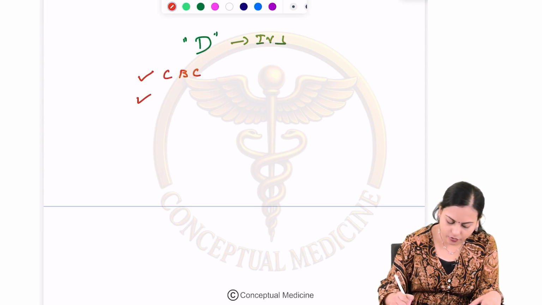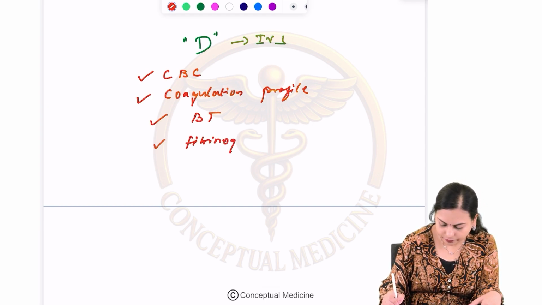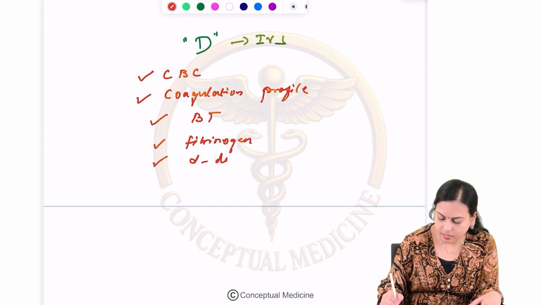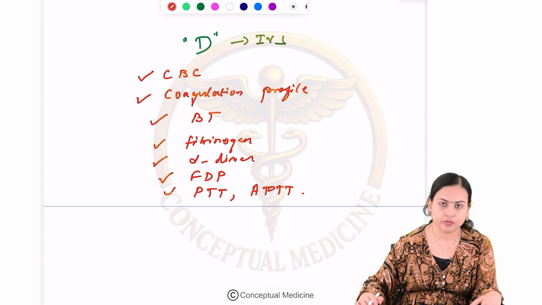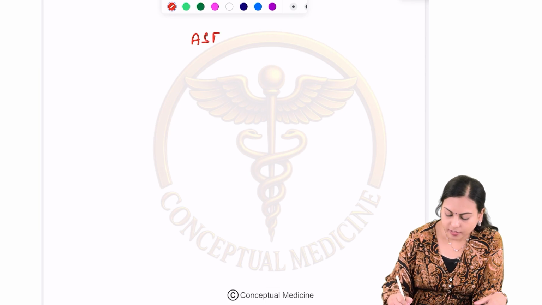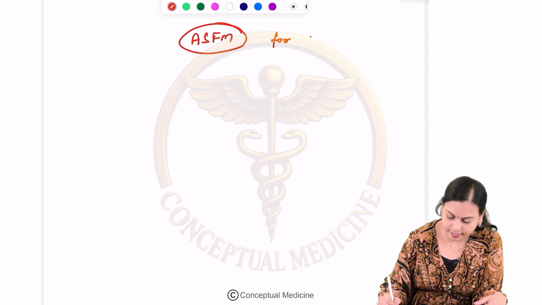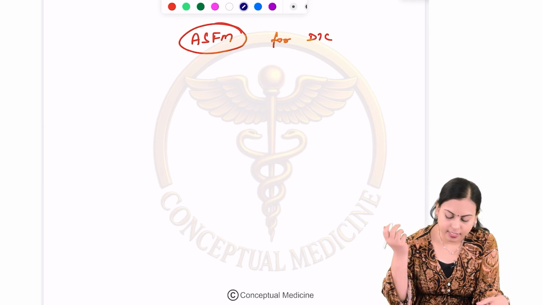Other than doing these advanced investigations, you have to do some basic investigations like a complete blood count and a coagulation profile. It should include bleeding time, fibrinogen levels, D-dimer levels, fibrin degradation products, as well as prothrombin time and activated partial thromboplastin time, etc. There is a criteria given by the Society of Maternal-Fetal Medicine for DIC.